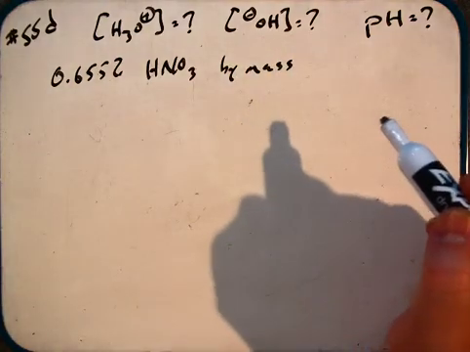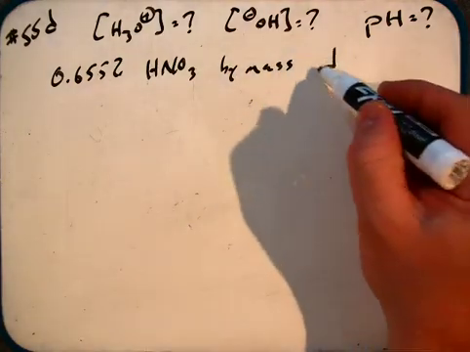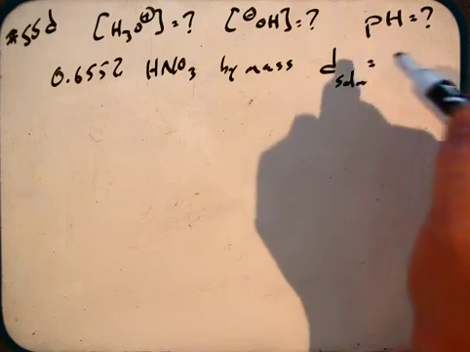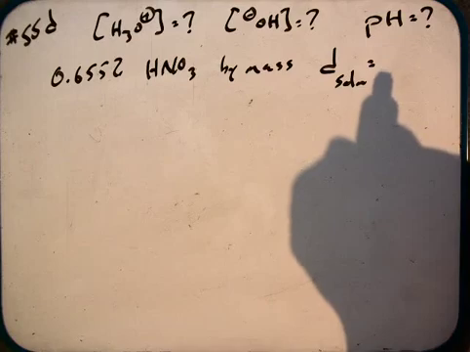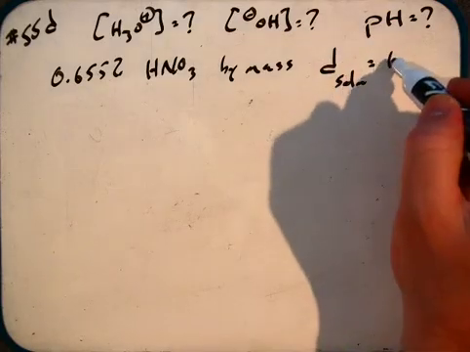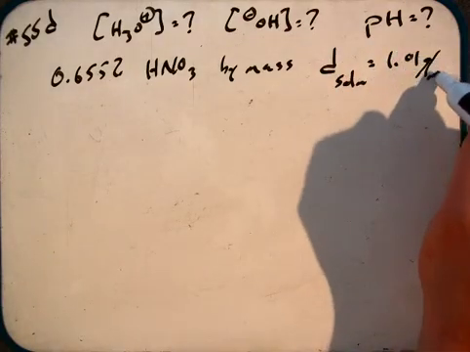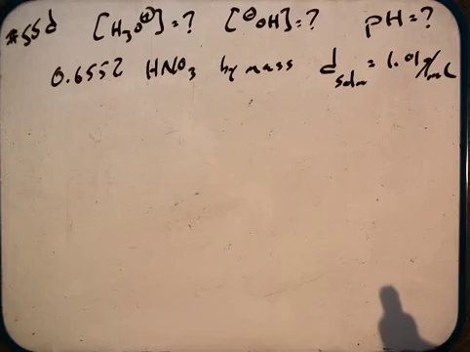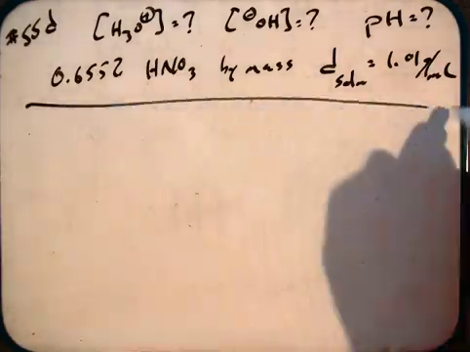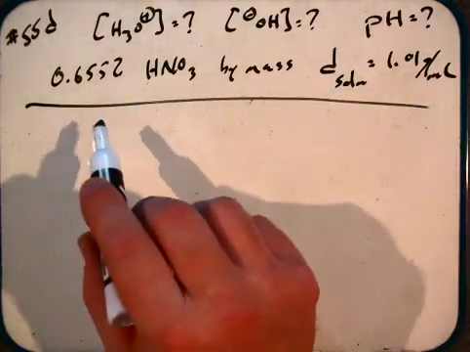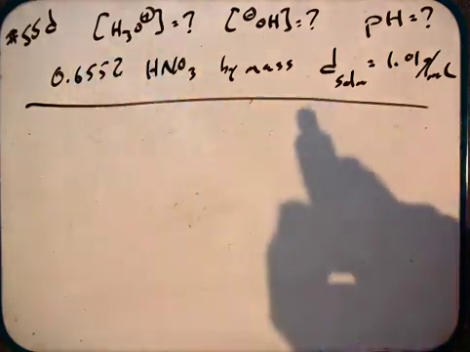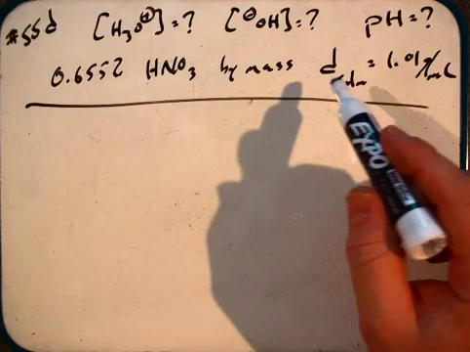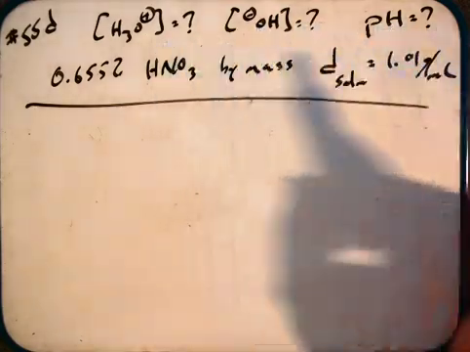and we're also given that the density of the solution is equal to 1.01 grams per milliliter. And so knowing these facts, we should be able to get at our hydronium concentration, and then subsequently we can get pH and we can get hydroxide.